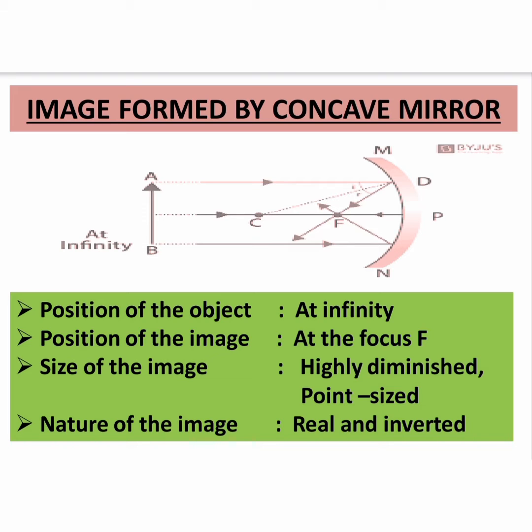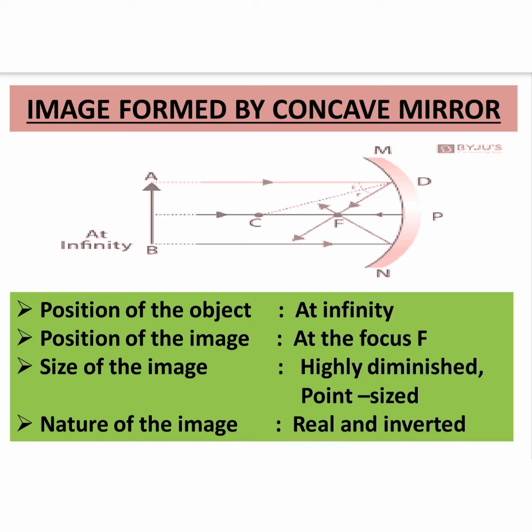First of all, the diagram is very important in this lesson. In the whole topic, the diagrams are very important. We should write the position of the object first and draw the diagram of that, and below the diagram we should write all the 4 key points. The 4 key points are position of the object, position of the image, size of the image and nature of the image.